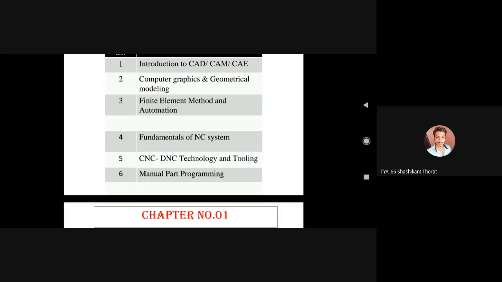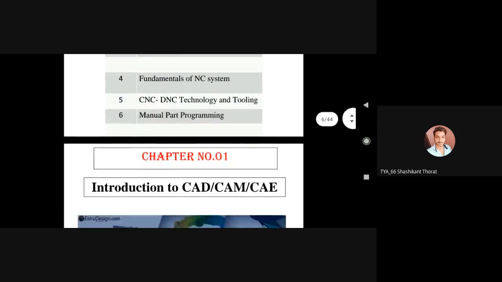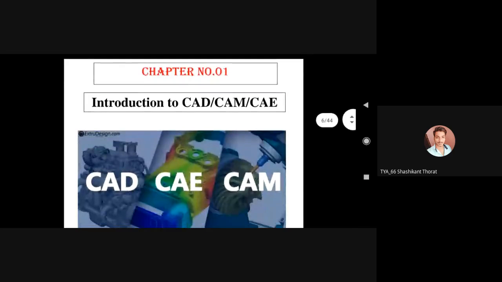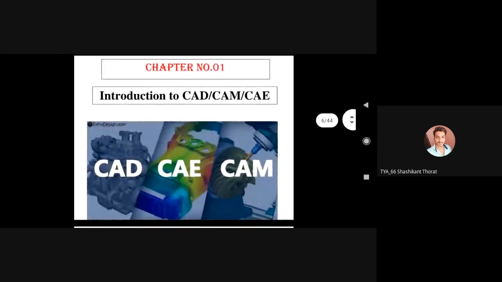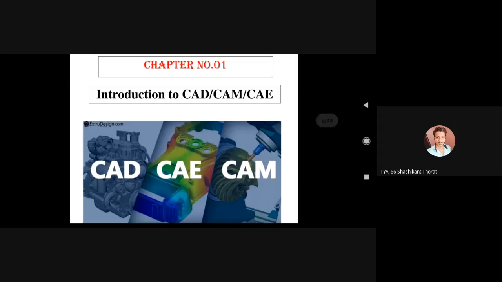Only 6 chapters are there, but basically 8 chapters are there. They have combined 2 chapters: finite element method and automation, and CNC DNC technology and tooling. So we will start with chapter number one, introduction to CAD CAM CAE. So what is CAD? Computer aided design or drafting or drawing.